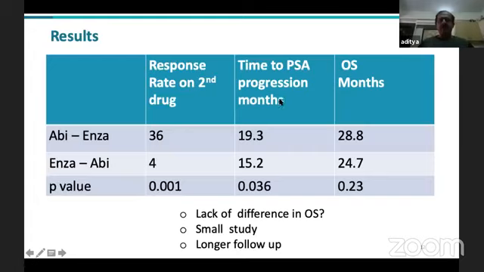The time that it lasted was 19 months compared to 15 months. This also translated into a difference in the overall survival of the patients, but it was not of very high significance. So what does it tell us? That the abiraterone-enza sequence is far better than the enza-abiraterone sequence. Therefore, if we are going to start off with abiraterone or enzalutamide right at the outset, in the first line itself, you have to bear in mind this sequencing concept before we start the therapy. And today you have level 1 evidence telling us that it's possibly better to start with AB.